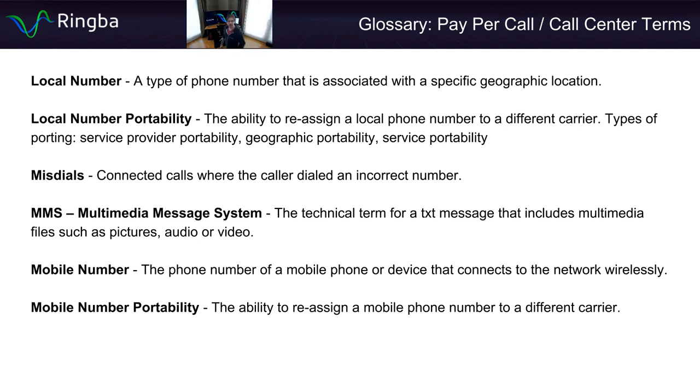A local number is a type of phone number that's associated with a specific geographic location. So in the United States, we have hundreds of area codes. For instance, my cell phone's area code is 248, which is from Michigan, where I grew up. And so that number is my local number. It's registered to that county, that specific geographic region. And anytime you're marketing to a specific geographic region, you want to have local numbers in that region be your phone numbers so people think that you're a local business there.